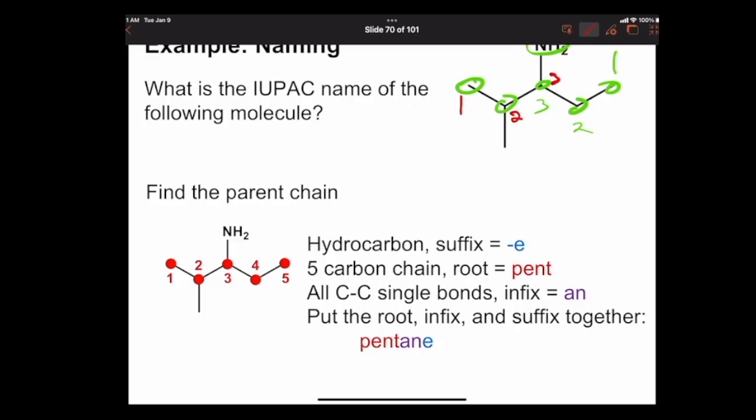This is a pentane. It's not just a pentane, though. It's called a penta what now? Yeah, pentanamine. It's not just a pentanamine, it's a what? It's a 3-pentanamine or a pentan-3-amine. Either of those conventions is correct. What you'll notice is we must apply a number to say where this amine is. It's on the third carbon. You could either call it 3-pentanamine out front or pentan-3-amine, breaking that up.